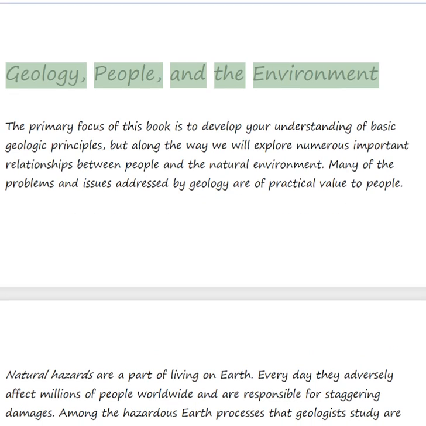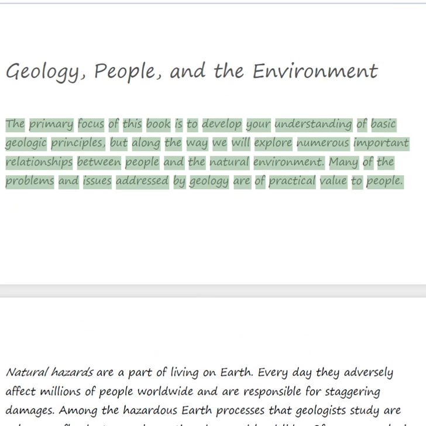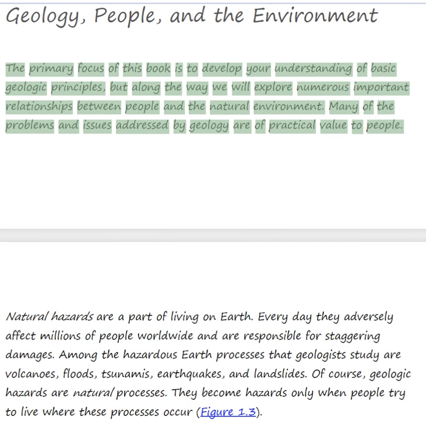Geology, people, and the environment. The primary focus of this book is to develop your understanding of basic geologic principles, but along the way we will explore numerous important relationships between people and the natural environment. Many of the problems and issues addressed by geology are of practical value to people.